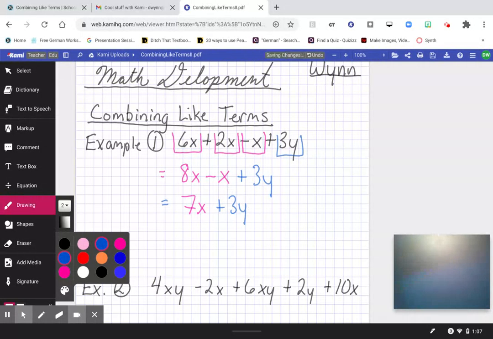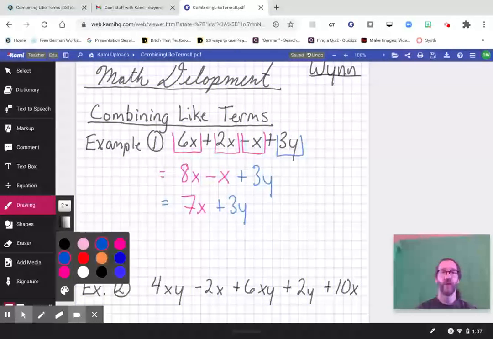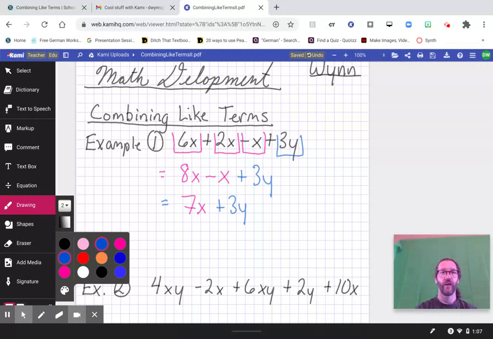And now, can we go any further with this problem? Indeed not. We do not have any more like terms. We cannot add 7x and 3y because we have two unknown values, two variables, x and y. Until we had an indication of what the values are, we wouldn't be able to solve the problem and go any further. So this is the solution to this problem. All right, next one.